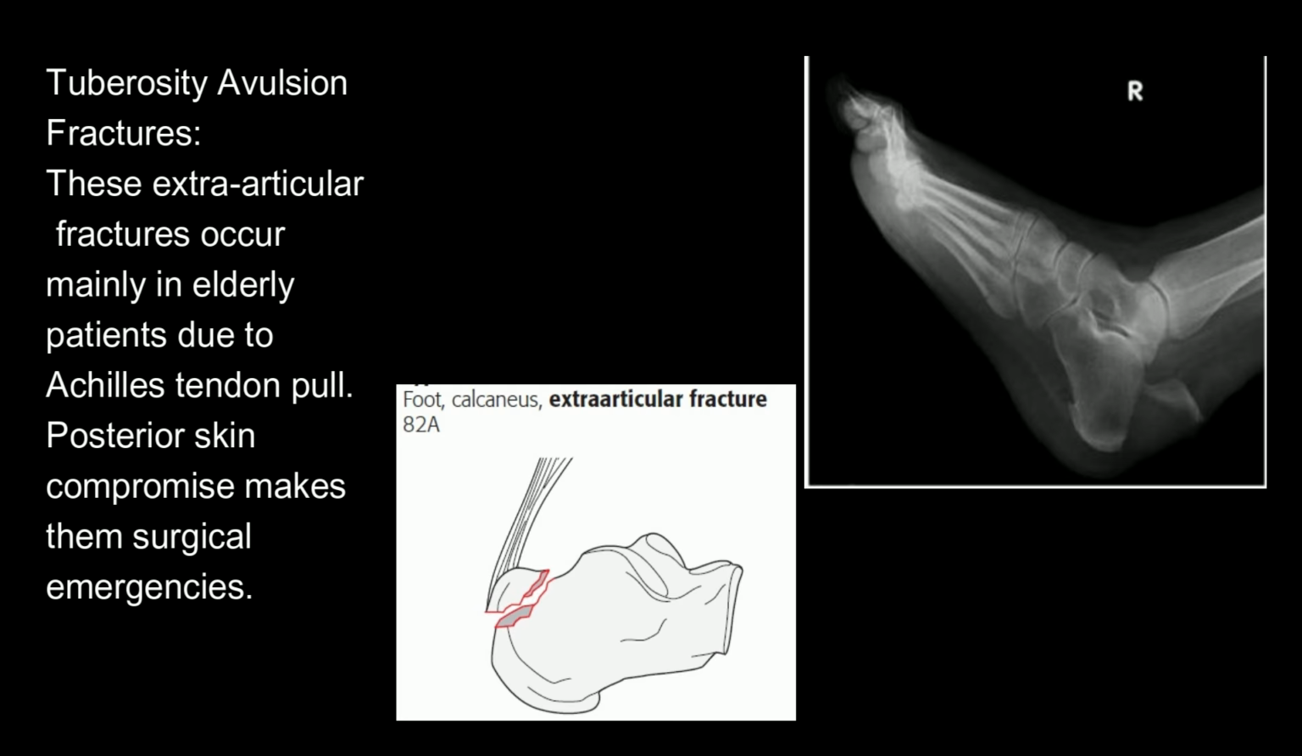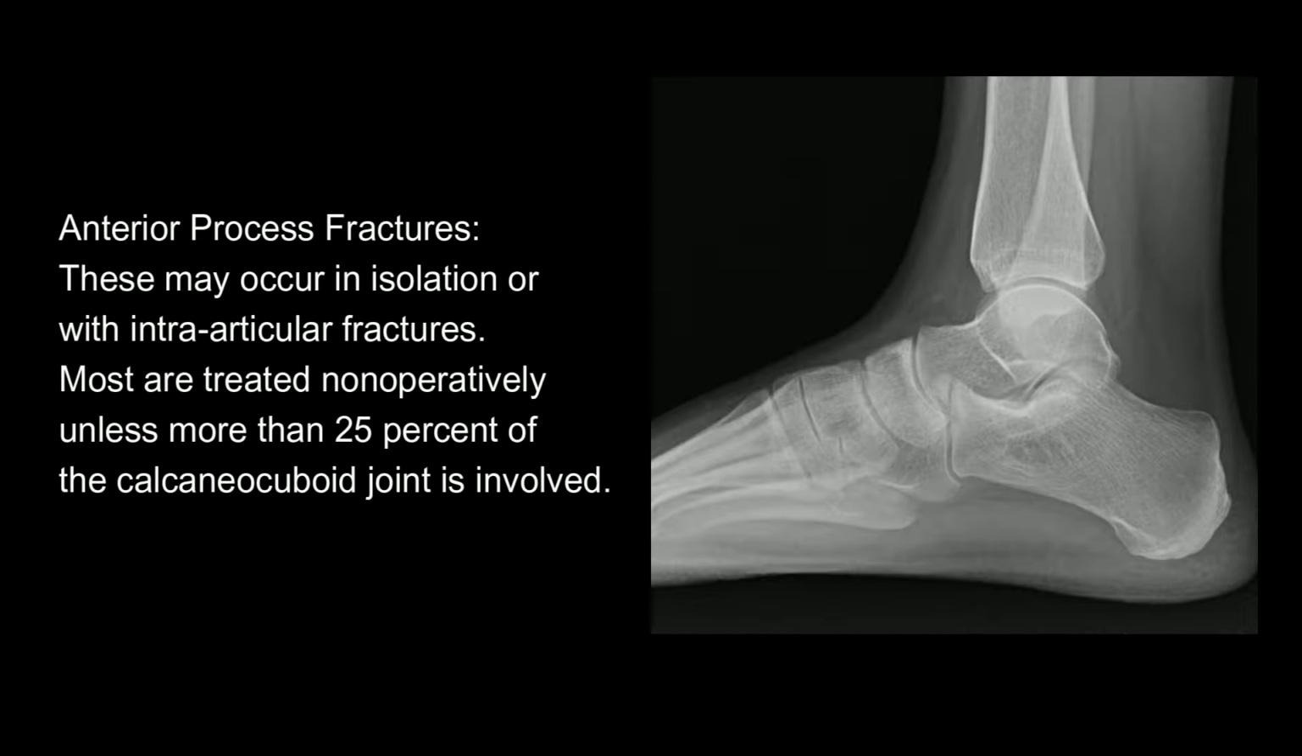Tuberosity avulsion fractures. These extra-articular fractures occur mainly in elderly patients due to Achilles tendon pull. Posterior skin compromise makes them surgical emergencies. Anterior process fractures. These may occur in isolation or with intra-articular fractures. Most are treated non-operatively unless more than 25% of the calcaneocuboid joint is involved.